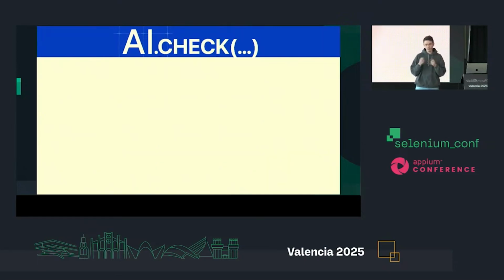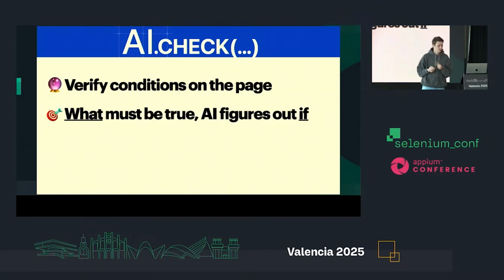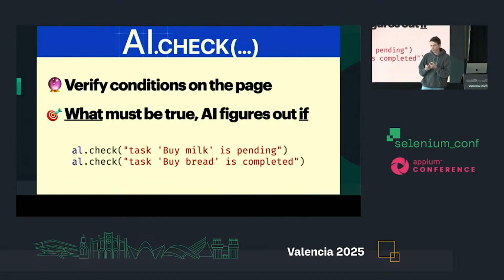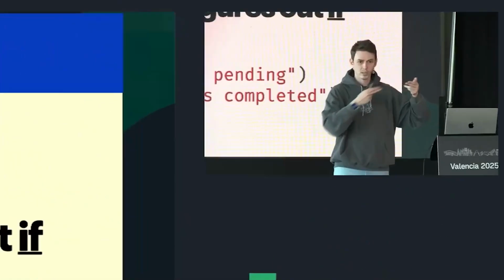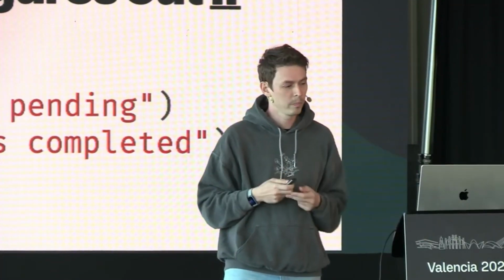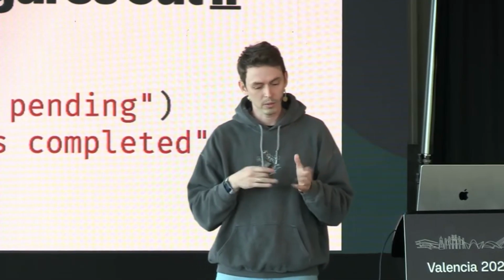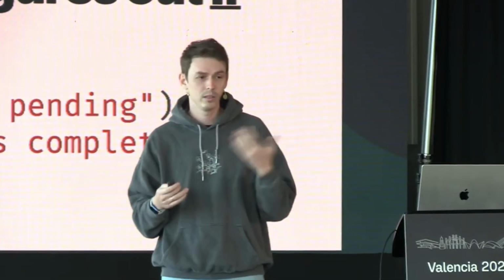Alumnium check is a way to verify conditions on the page. Again, you tell it what must be true, and Alumnium figures out if it's actually true. You can say something like, I want to check that some task is pending, some task is completed. In order for this check to be successful or not, Alumnium has to understand what is actually a pending task. So maybe there is a task and there is a checkbox, and the checkbox is not checked, so that's probably a pending task. And then there is another task which has a checked checkbox, and that's probably a completed task. So in either event, it tries to figure out if this statement is true. Otherwise, it would throw an assertion error.